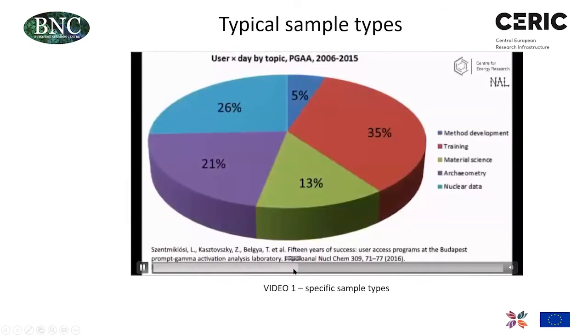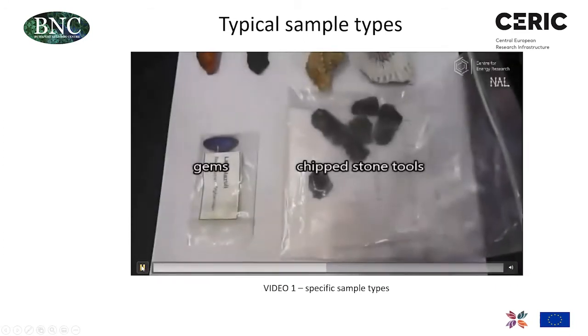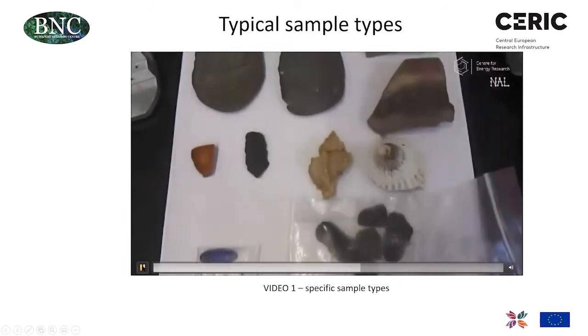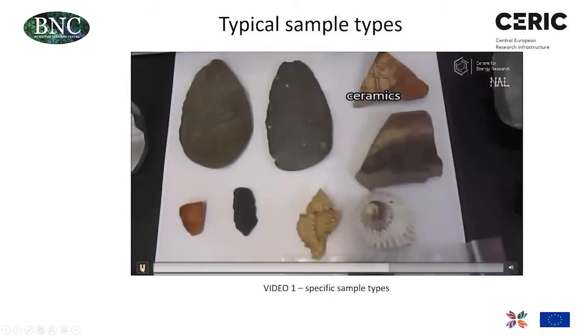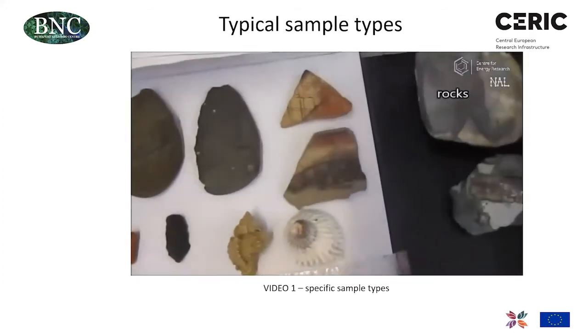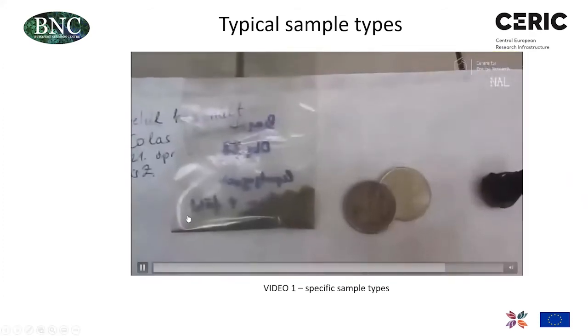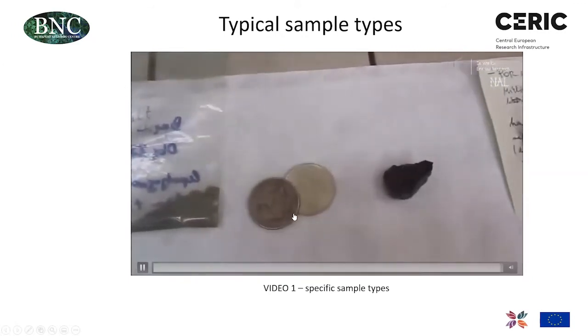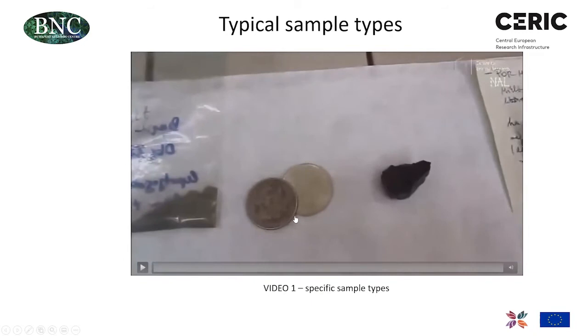So here you see some samples which we typically analyze. These are geological samples like gemstones or chipped stone fragments, or some sea animals, ceramics, whole rock samples. It can be as big as this, which is 5 kilos, or we can measure alloys like coins, where you have a cladding layer. So with X-ray fluorescence spectroscopy, you would get a biased result.